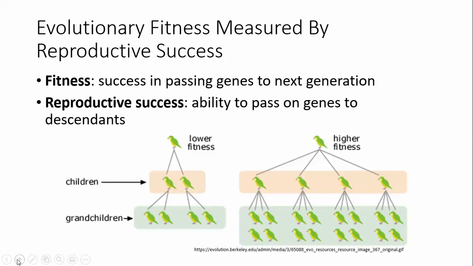So we have this diagram here with two different birds. One of them has only 4 grandchildren. The other has what looks like 16 grandchildren. The one with more descendants is going to be the one with greater reproductive success and therefore is going to have higher fitness. So we say evolution is survival of the fittest. And in this case, fittest is those who are able to pass on their genes the most efficiently. And so they're going to end up having their genes in more of the population as each generation passes.